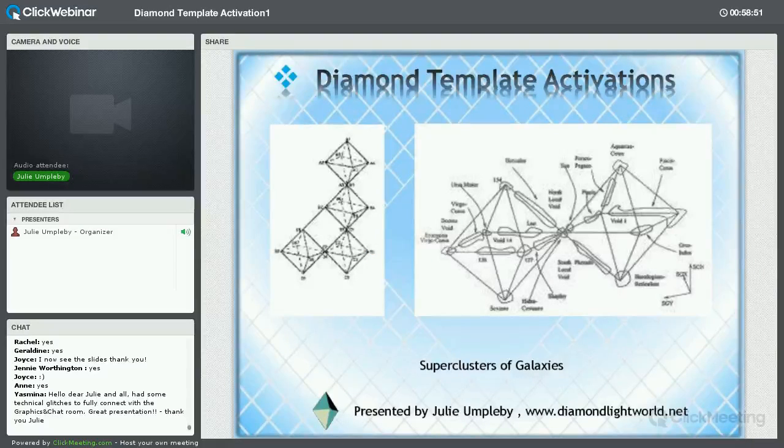Now, I'm just seeing here that I can't see any comments coming in the chat room, although I can see some typing going on. So I don't know if my chat room is stuck.